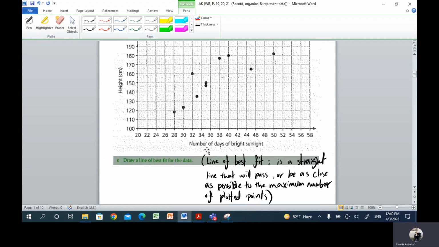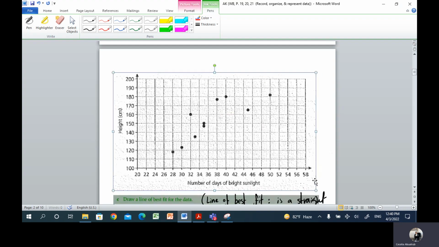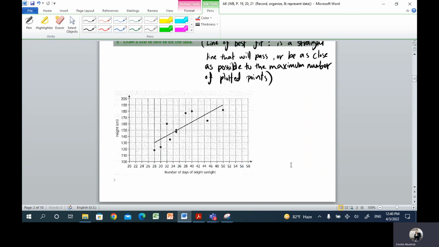Okay, so this is what we call the line of best fit, which is a line that is passing through or is as near as possible to the maximum number of plotted points on the scatter graph.